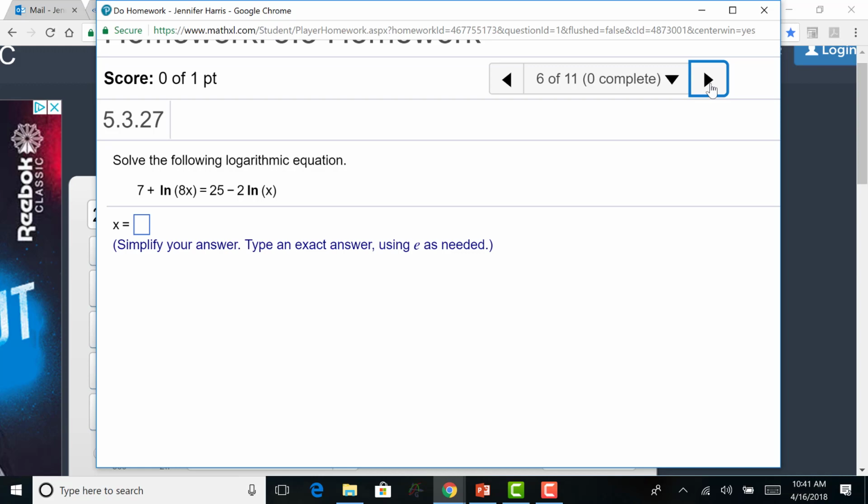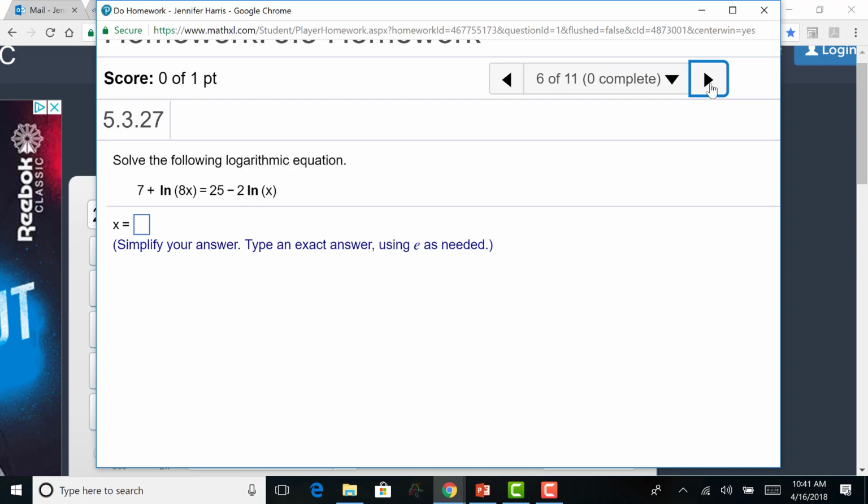All right, now you get to use the properties we learned. If a number got pulled out front, and let me write the properties here so you see it. This works for LOG or LN. Properties are the same whether it's LOG or LN.